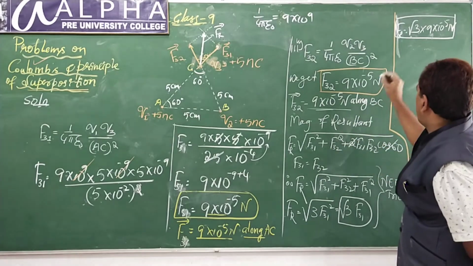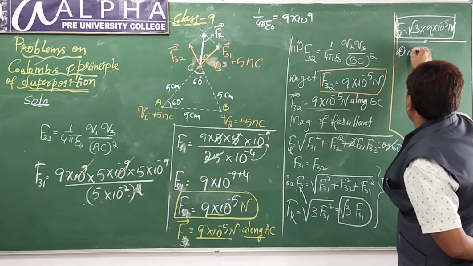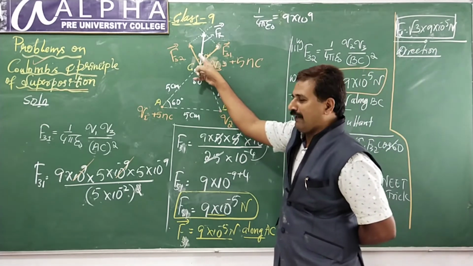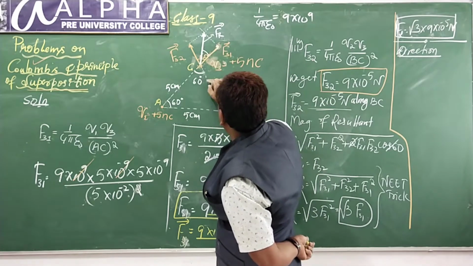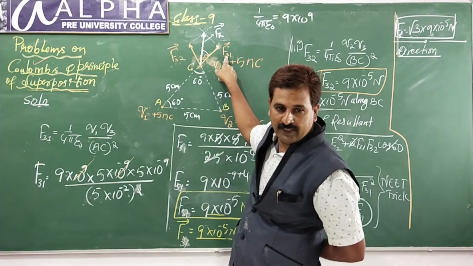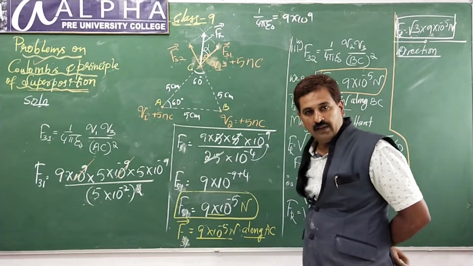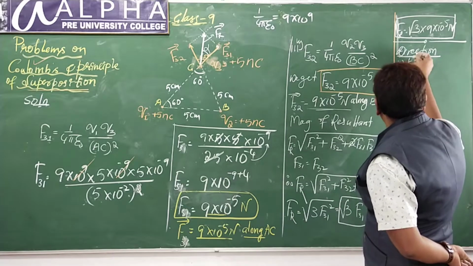Now, in this first part, we have found the magnitude. Next, you have to find the direction. What is the direction of the resultant? For that, you have to consider the angle between the first force F31 and the resultant, alpha. What is tan alpha? We all know. Last year we learned this.